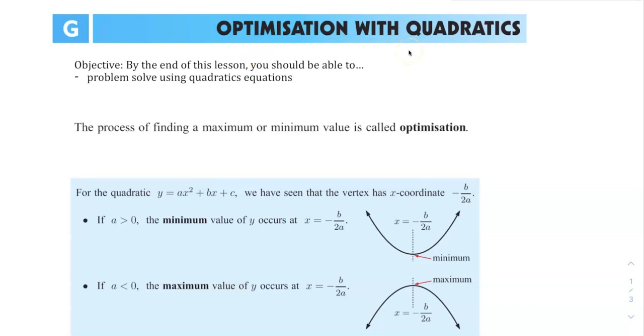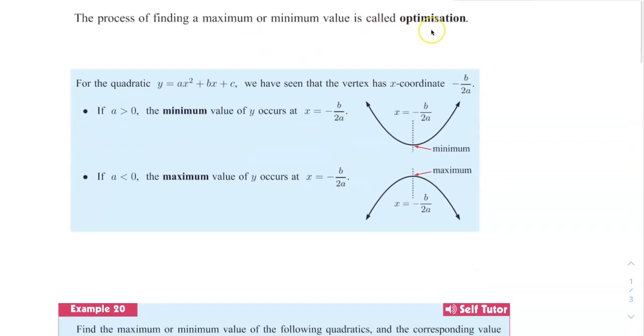Optimization with quadratics. The process of finding a max or min is often called optimization. So that's all it means. When they want you to optimize something, that means to find the max or min. And when we have quadratics, the way you find the max and min is just by finding the vertex.